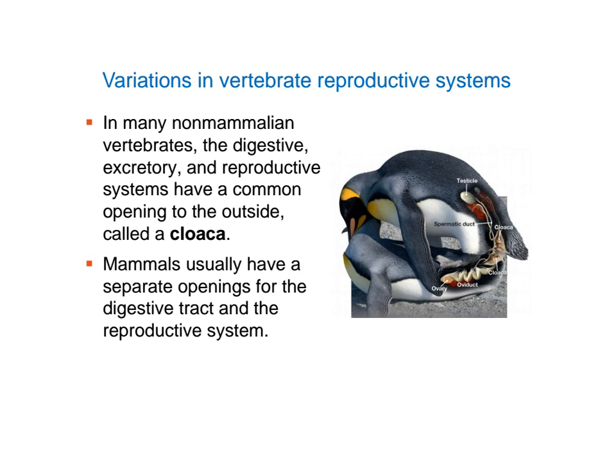There are some interesting variations in vertebrate reproductive systems. In many non-mammalian vertebrates, the digestive, excretory, and reproductive systems have a common opening to the outside called the cloaca. So for example, in many bird species, they have a cloaca rather than a penis.